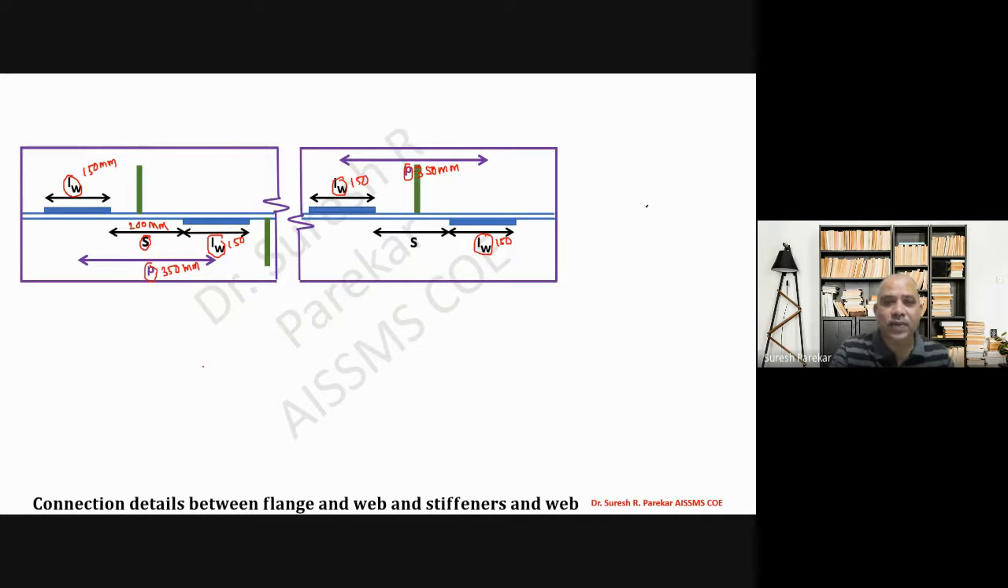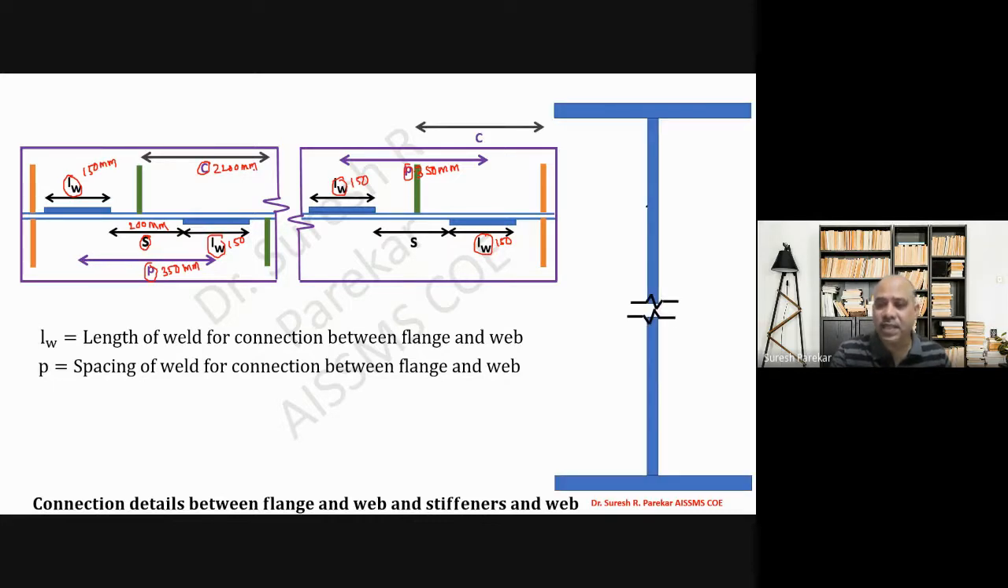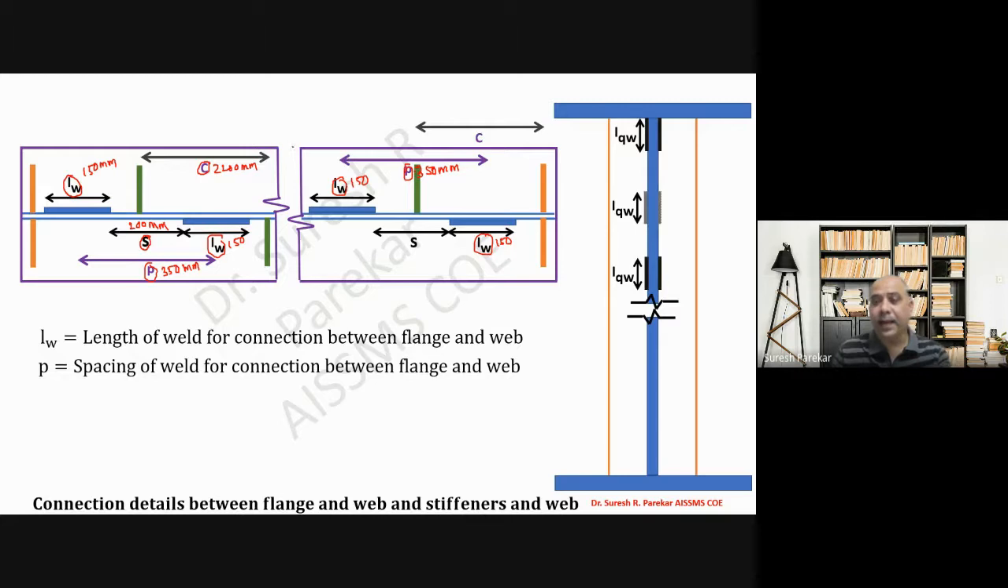This also as we have. Then we have the stiffeners, just as I have mentioned in the last. So you have to write down the value 2200. You have to write your values, not the values which I have mentioned over here. So LW, length of weld for connection between flange and web, and spacing of weld for connection between flange and web. Now this is the cross section, and then we have that is for weld. So we have this at the end. So this connection is for your end bearing stiffeners.